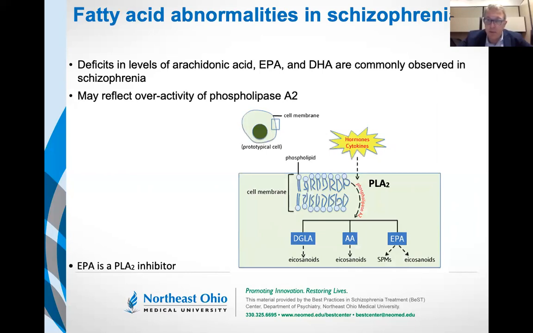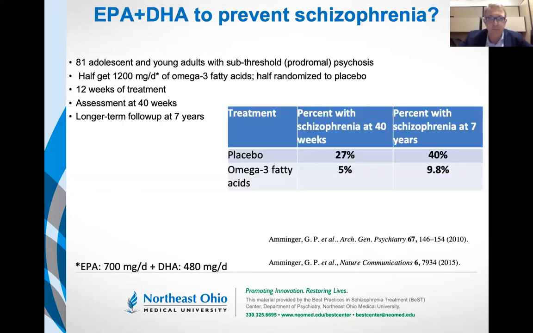But to point out that the overactive phospholipase A2 can create an arachidonic acid deficiency, which is something that we see when we do fatty acid studies in schizophrenia. And EPA at higher doses can inhibit or normalize that overactive enzyme, and that can explain the signal from a handful of studies that show that high dose EPA appears to have an antipsychotic effect.